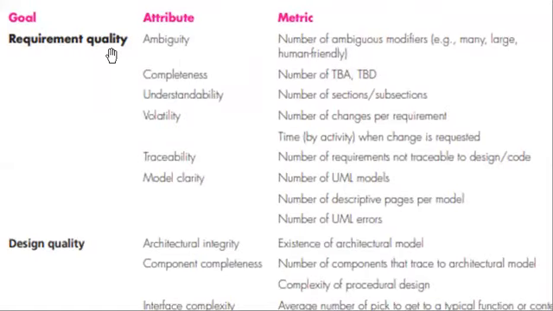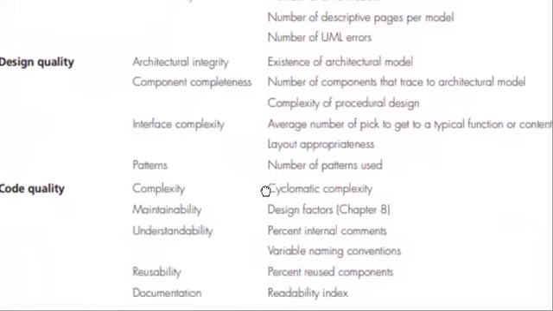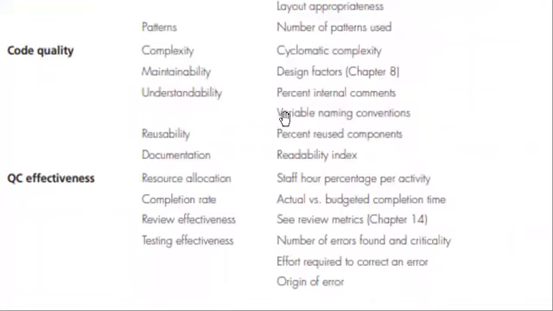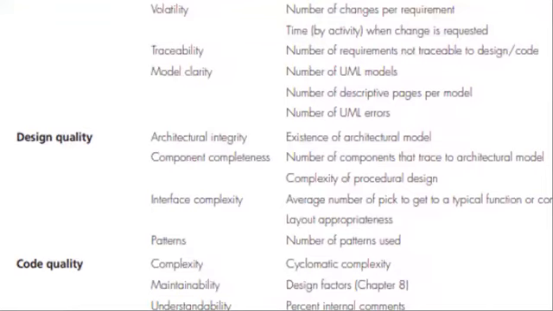So here we have got the table where you have got goal, attributes, and metrics. Now, for each and every goal, that is your requirement quality, what are the different attributes? You've got ambiguity, completeness, understanding, volatility, traceability, model clarity. So for each of them, you have a metric. The same as for design quality, code quality, and your QC effectiveness. So there's a table that has got all the attributes and metrics written in place.